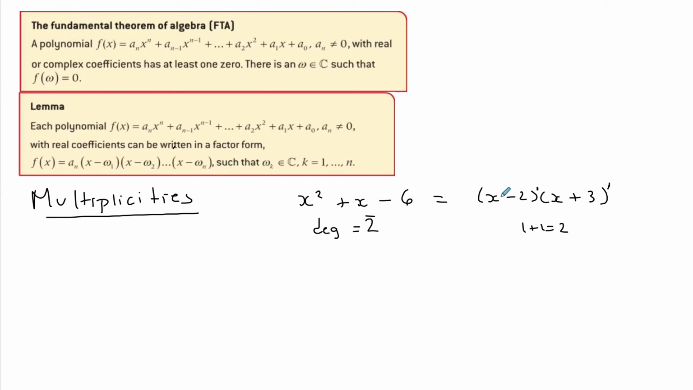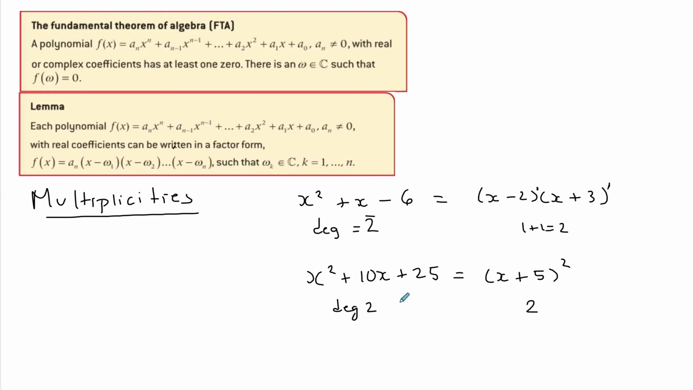So when is this useful? Sometimes I have a repetition of powers. So let's say I have x squared plus 10x plus 25. This is a perfect square, so the factorization is actually x plus 5 squared. So again, this has a degree of 2, and here I have a total power of 2, and they should add up.